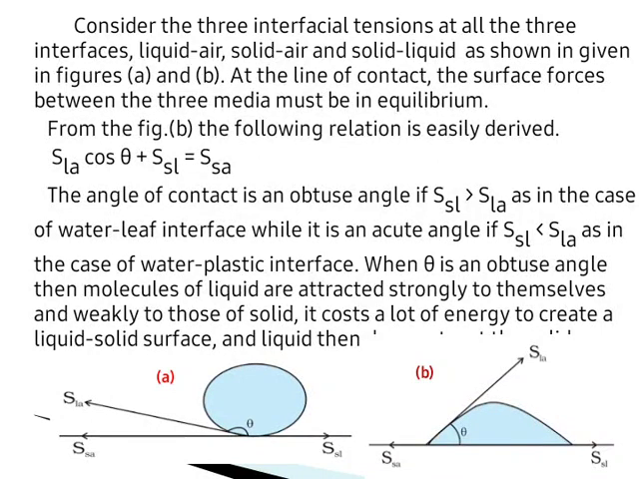When theta is an obtuse angle, the molecules of the liquid are attracted strongly to themselves, and consequently the force of attraction of liquid molecules with the solid molecules, which is adhesion, is weak. It costs a lot of energy to create a liquid-solid surface. So, the liquid cannot wet the solid.